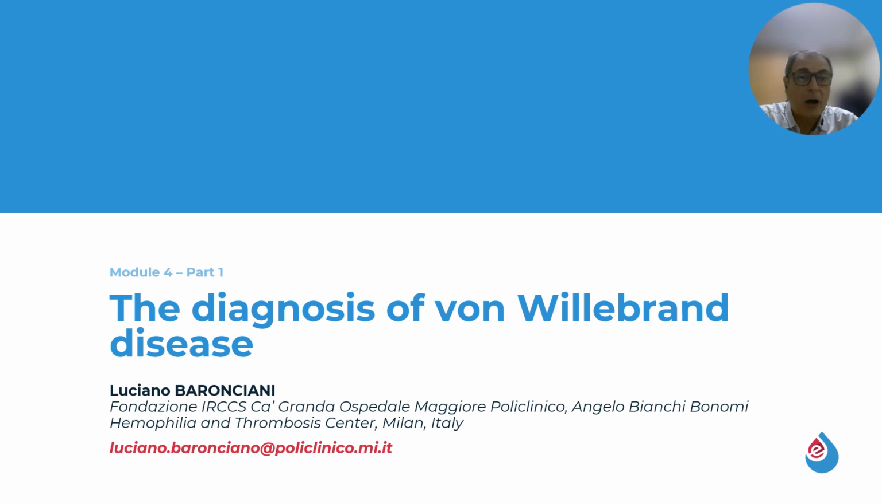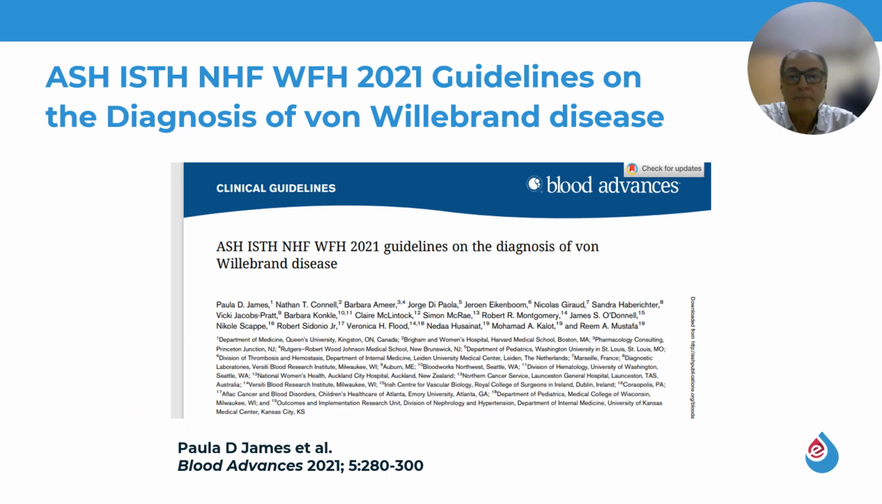Von Willebrand disease is a common and heterogeneous bleeding disorder, and its accurate diagnosis presents numerous challenges. The focus of this presentation will be the diagnosis of von Willebrand disease following the 2021 joint guidelines of the American Society of Hematology, the International Society on Thrombosis and Hemostasis, the National Hemophilia Foundation, and the World Federation of Hemophilia. The joint guidelines were prepared by a panel of multidisciplinary experts and are intended to support patients and clinicians in their decisions about VWD diagnosis.